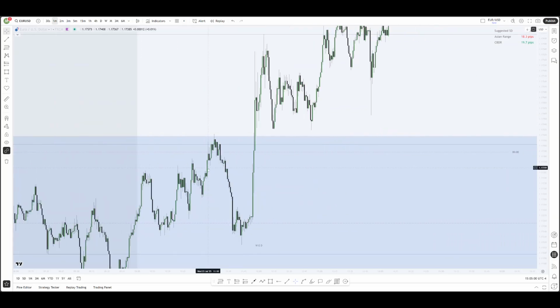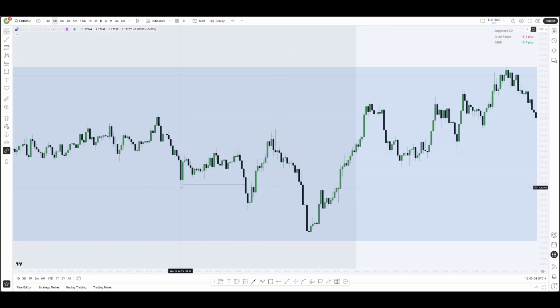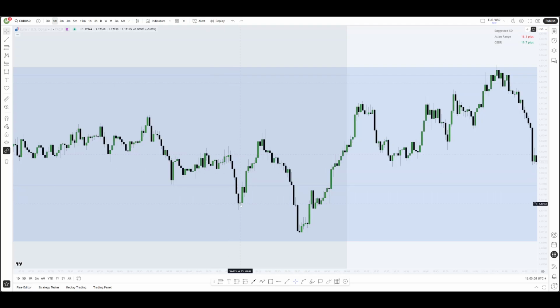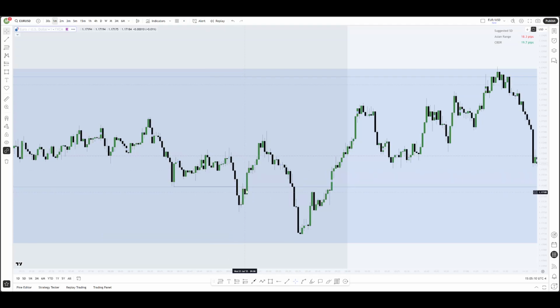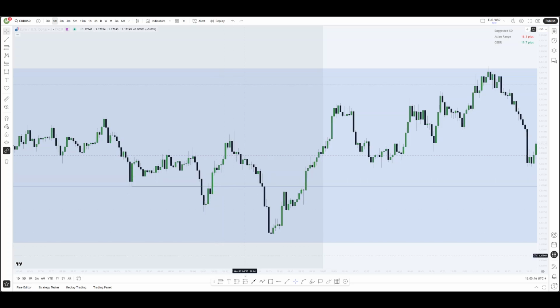So when zooming in again, this low touches that 50% level, gets taken out with speed, and now gets back with speed, taking out a swing high. So I would long this, but I wouldn't get filled.